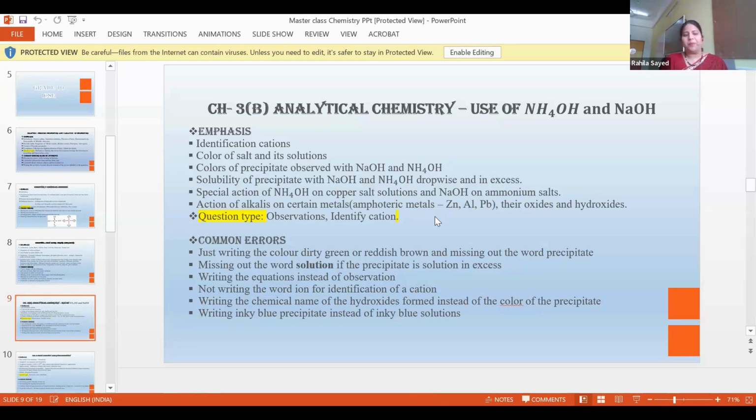That is very important. Then for identification of cation, you just write chloride, that is, Cl minus. Don't write like that. Write chloride ion and in brackets Cl minus. Write the complete thing.